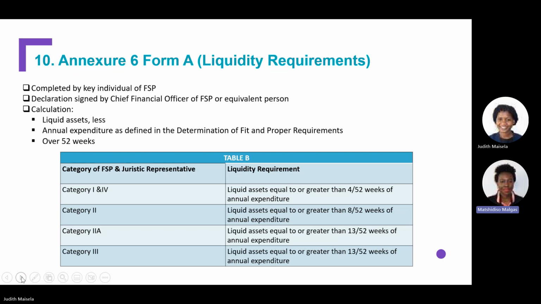This form must be completed by a key individual of the FSP. And this declaration must be signed by the Chief Financial Officer of the FSP or an equivalent person.